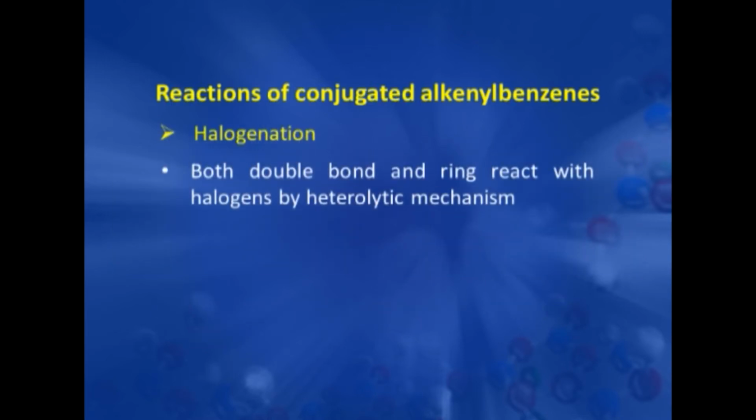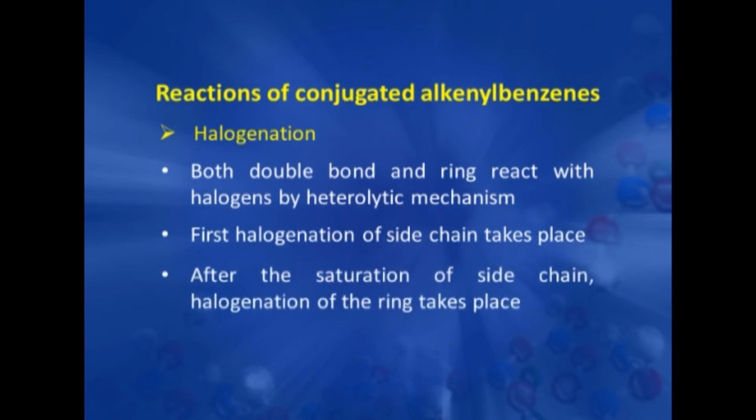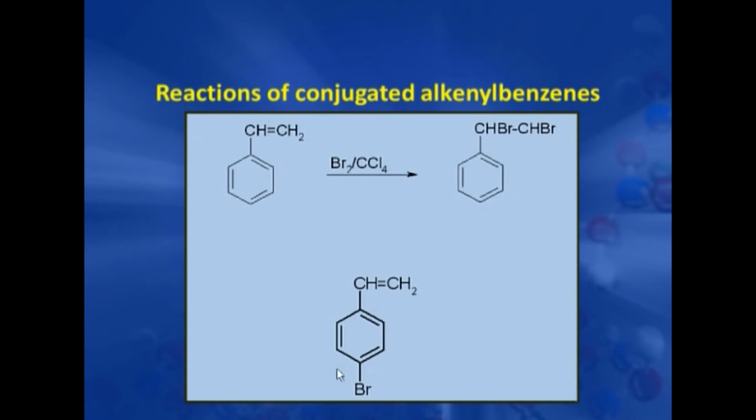Now, halogenation. Both double bonds and ring react with halogens by a heterolytic mechanism, but first halogenation of the side chain takes place. Once the side chain is saturated, only then does halogenation of the ring take place. For example, if we want to prepare para-bromostyrene and we do direct bromination of styrene, then instead of getting ring bromination, we first get bromination in the side chain, and this takes place even under mild conditions in the presence of CCl4.